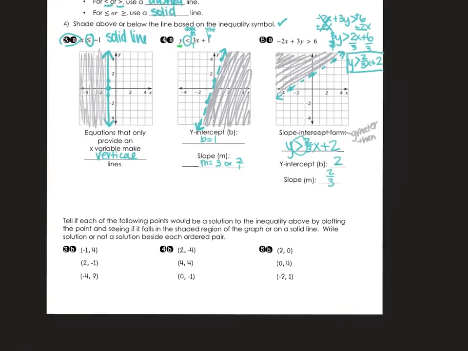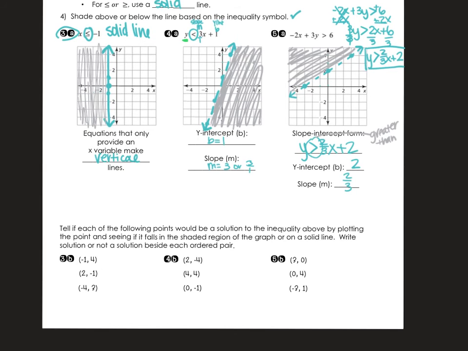All right, so now we're going to use these graphs that we made to answer these questions below. So it says, tell if each of the following points would be a solution to the inequality above by plotting the point and seeing if it falls in the shaded region of the graph or if it falls on a solid line. So write solution or not a solution beside each ordered pair.